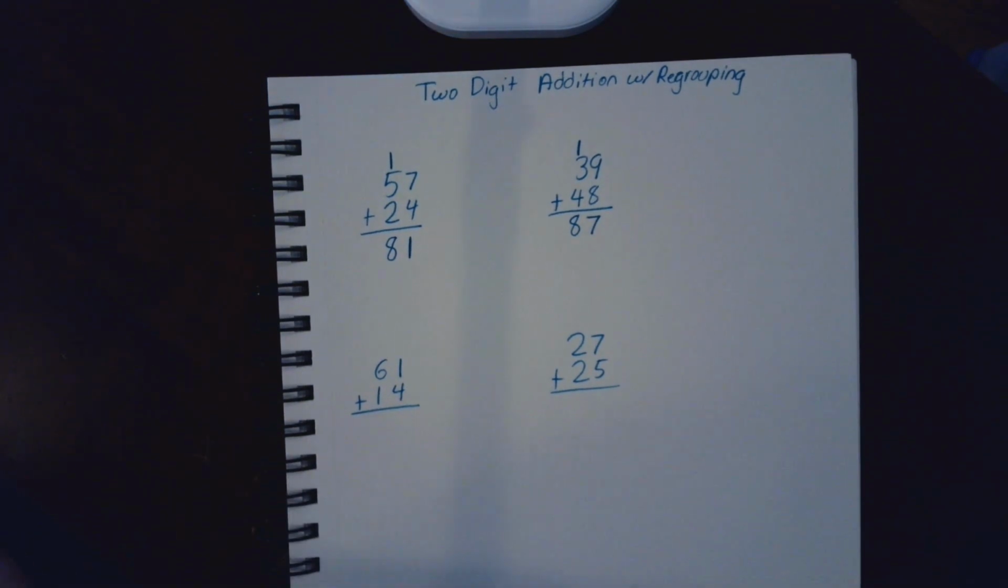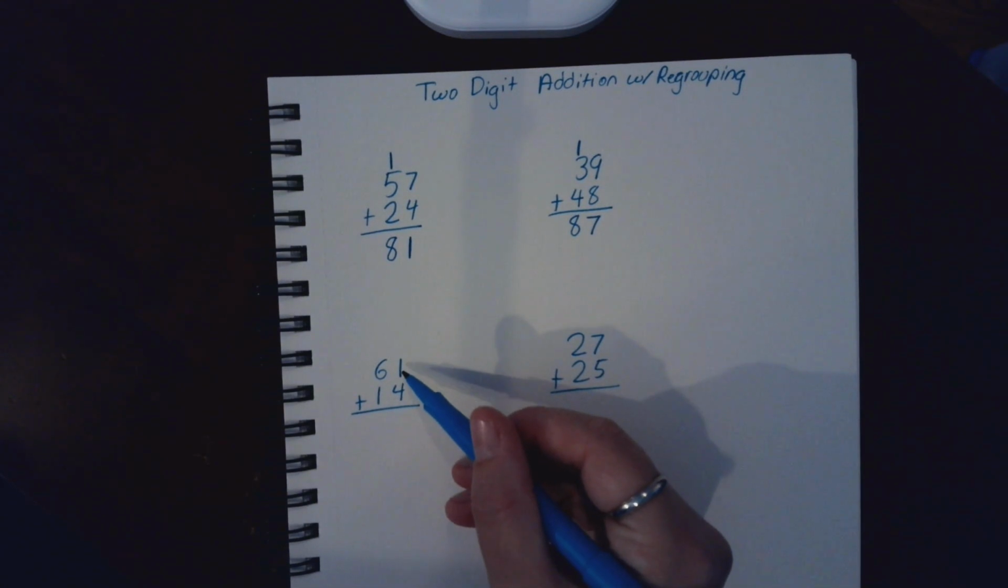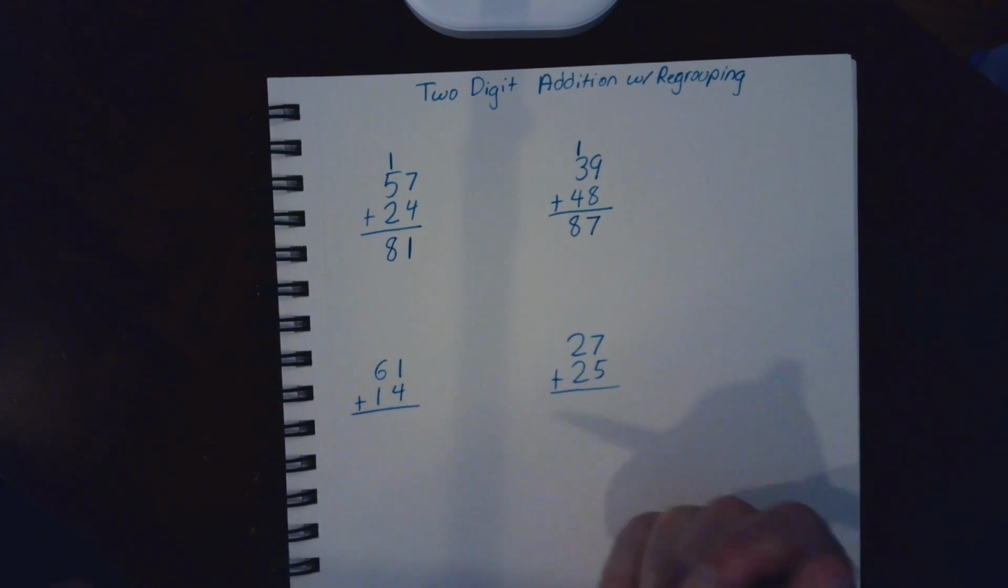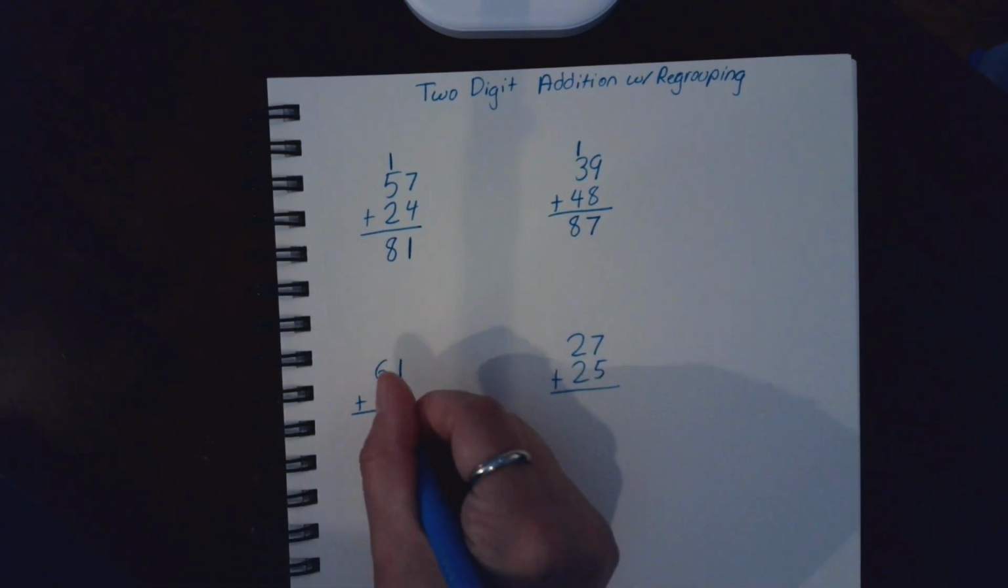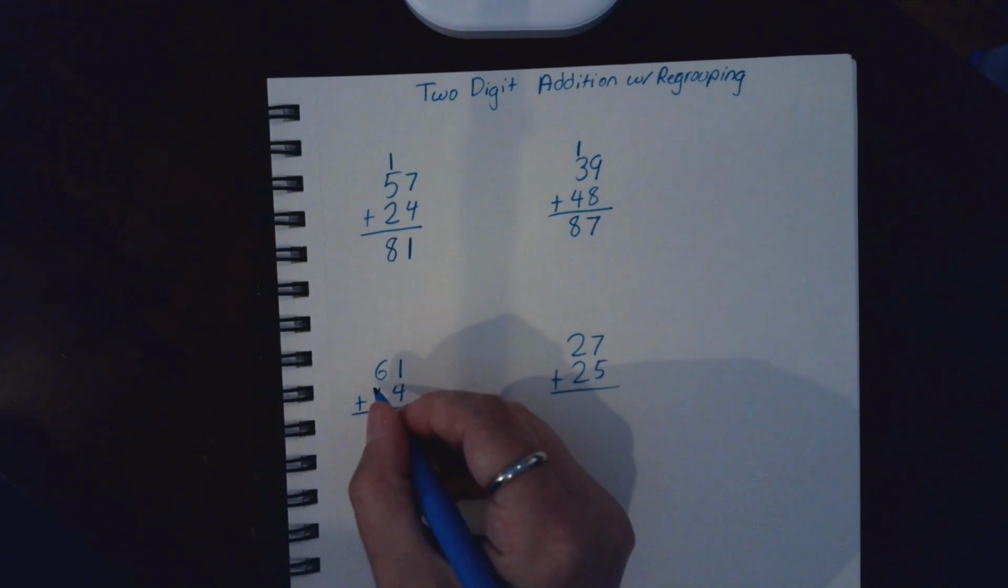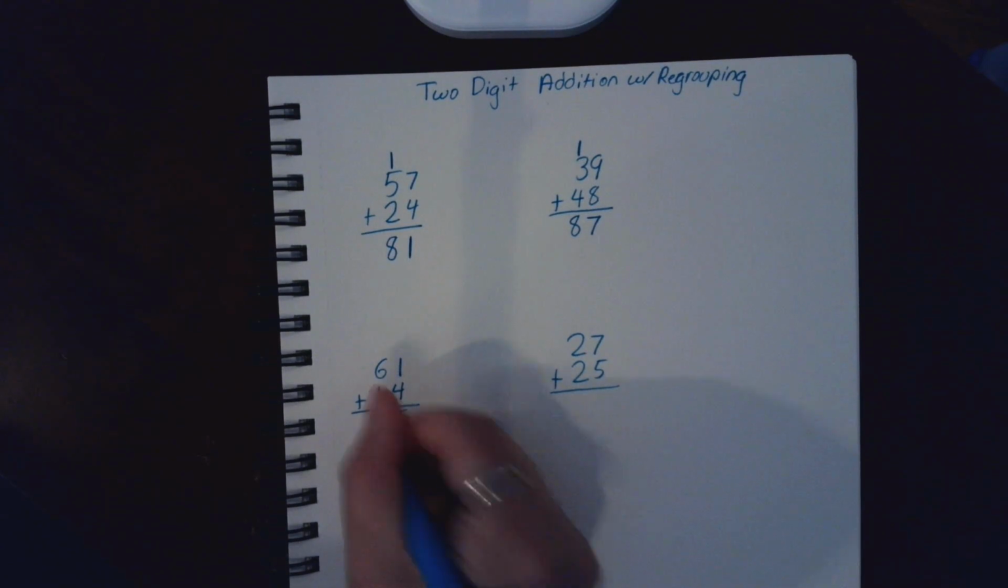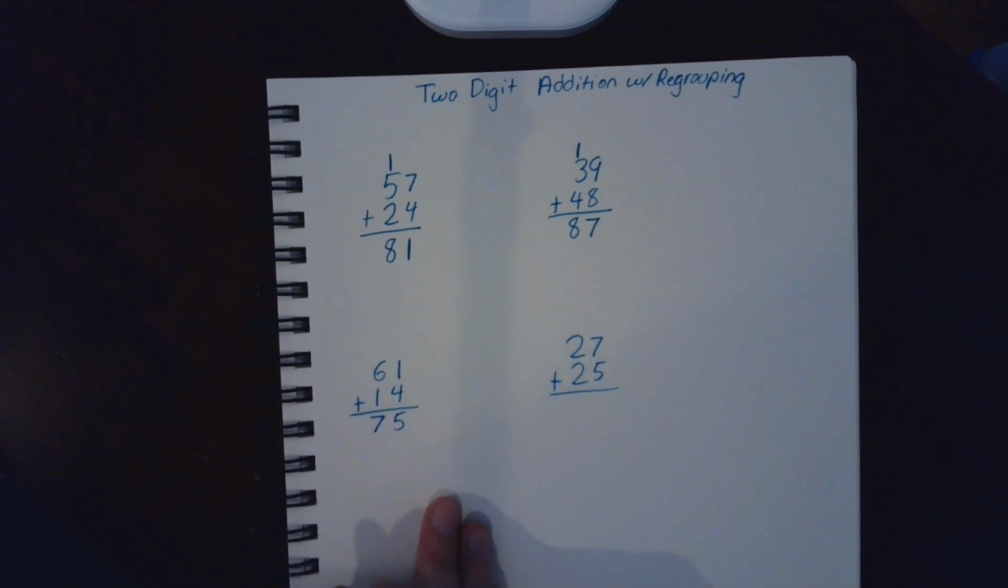Now, I'm going to throw this one in here because some people, once they start regrouping, think they're always going to regroup. That is not true. Only if you have 10 or more of something do you regroup. So here, if I add my ones, I have 1 and 4. What does 1 and 4 equal? That is 5. That is less than 10, so I'm just going to put my 5 ones here. And then I'll go over to my 10's to add. So 6 10's plus 1 10 gives me 7 10's. So my final answer is 75, and there is no regrouping necessary for that problem.